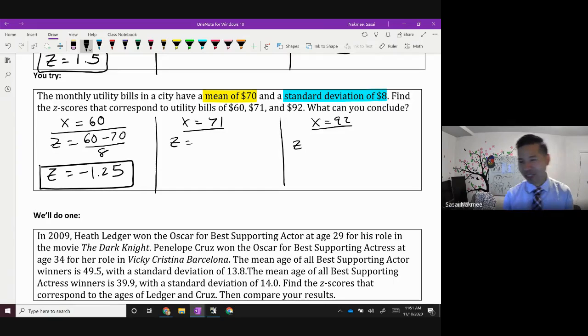Let's go to number 2. This person is paying their utility. The first one is paying cheaper than the average. This person is saving money, paying less than the average on their utility bill.